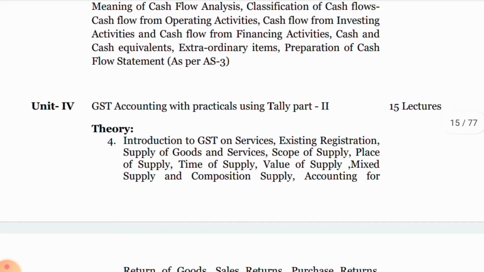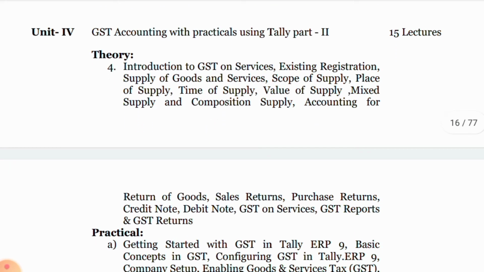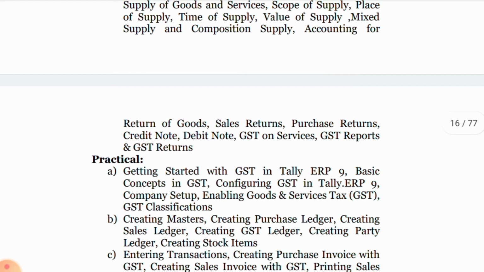Unit 4: GST Accounting with practical using Tally, Part 2. Theory part: Introduction to GST on services, existing registration, supply of goods and services, scope of supply, place of supply, time of supply, value of supply, mixed supply and composition supply, accounting for return of goods, sales return, purchase return, credit note, debit note, GST on services, GST reports and GST returns.